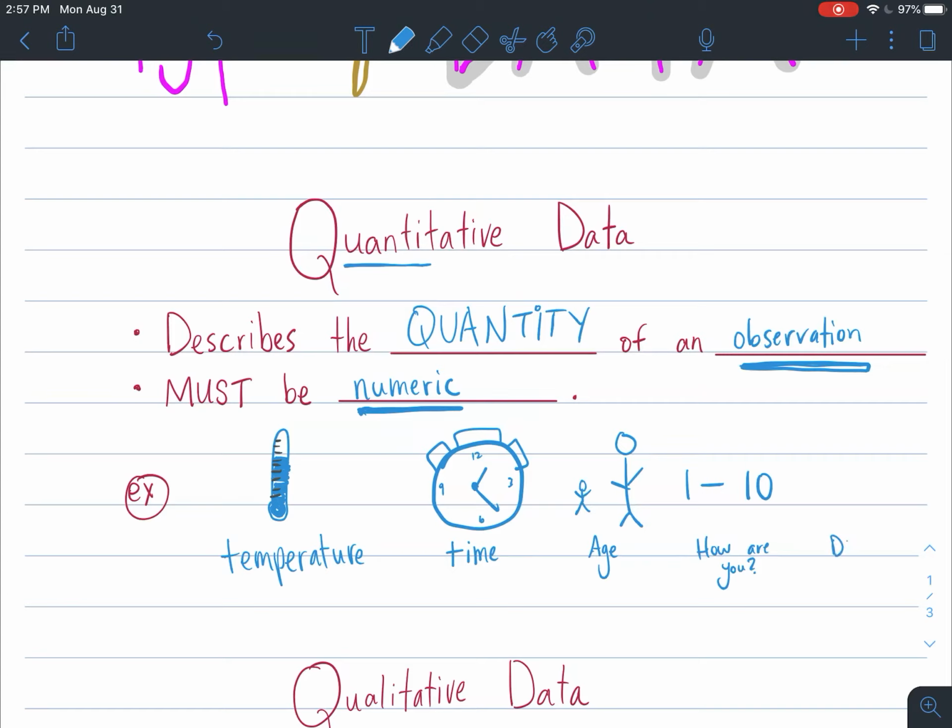And one last one here could be distance. So if you say something was really close, or you're like, hey, why don't you come on over to my house?